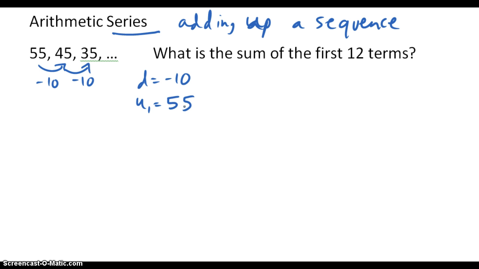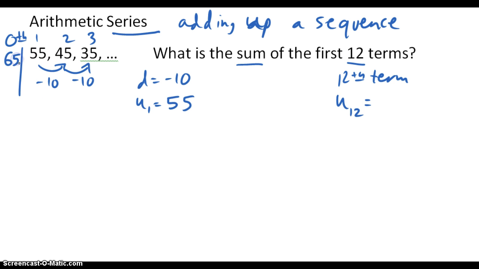Now, to find the sum of the first 12 terms here, we have to actually find the 12th term, or U sub 12, okay? So that means we need to find the general term here. Remember that to find the general term, you may have your own way. I like to find the 0th term. This is the first, this is the second, this is the third term. The 0th term would be the one that would be before this. In this case, it would be 65, okay?